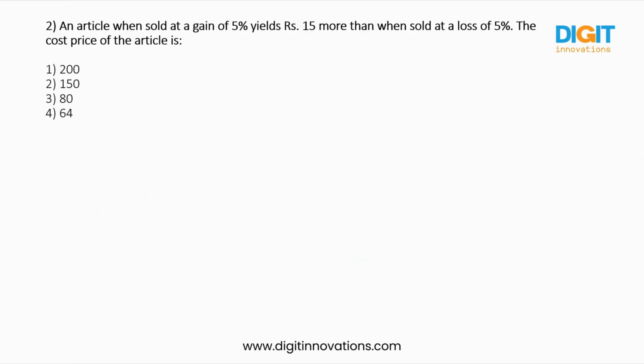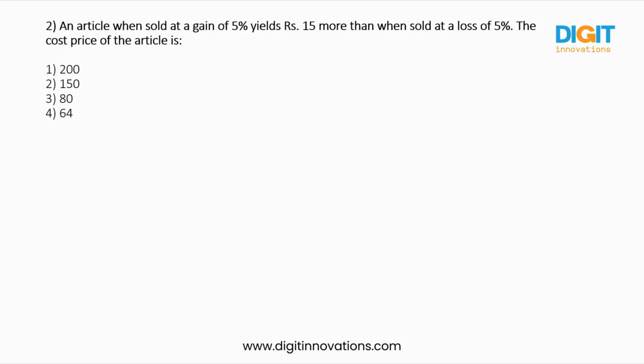An article when sold at a gain of 5% yields rupees 15 more than when sold at a loss of 15%. The cost of the article is? First you need to understand the question properly. There is an article being sold by a person. If he sold it for some amount, he got a profit of 5%, and he will get some amount.